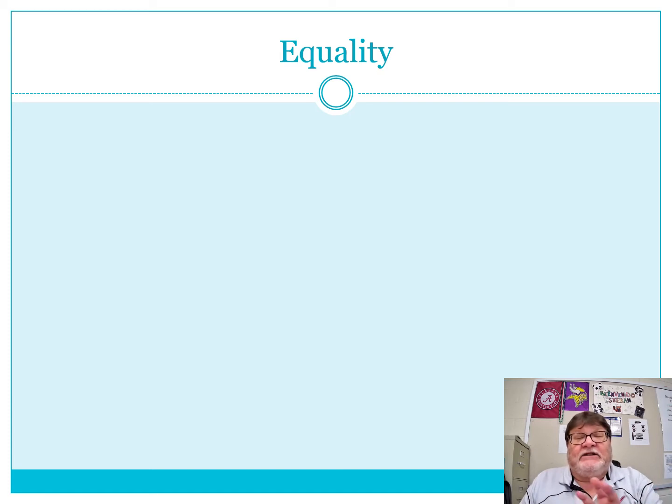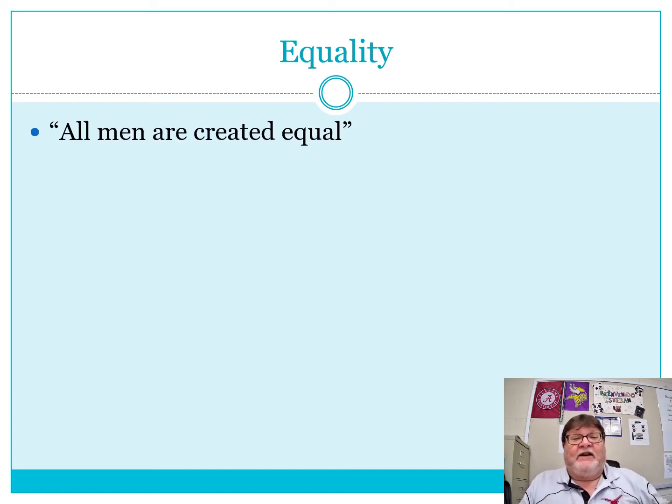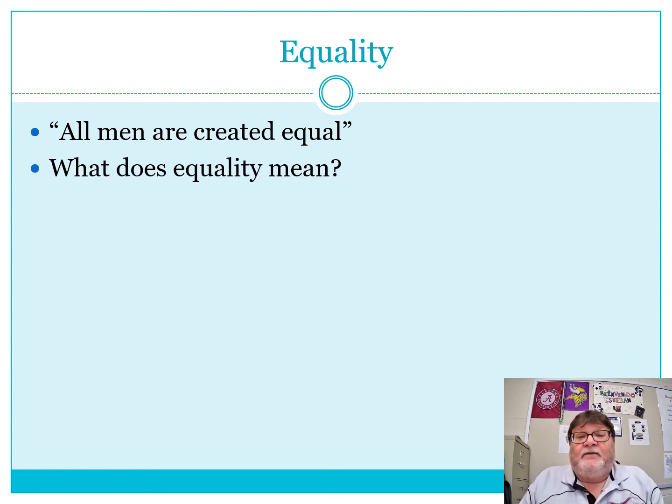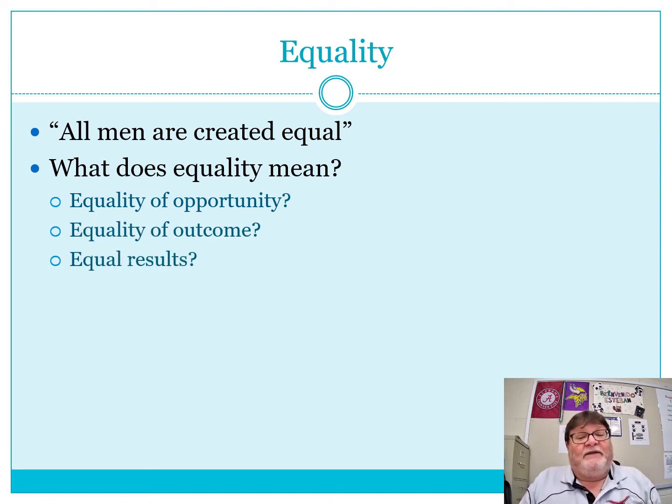Okay, so let's talk about equality. This is just rhetorical on this slide, right? When we say equal protection, we have ideas of equality. All men are created equal. That comes out of the Declaration of Independence. But when we say equality, what do we mean? Do we mean equality of opportunity, equality of outcome, equality of results, equality of rewards, those kinds of things? What do we really mean?